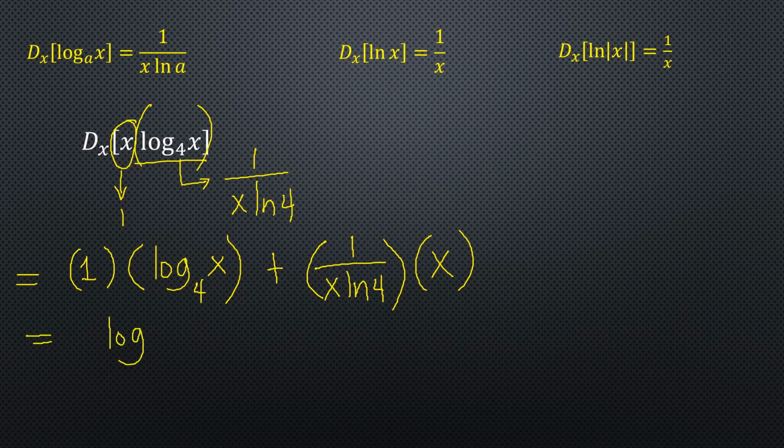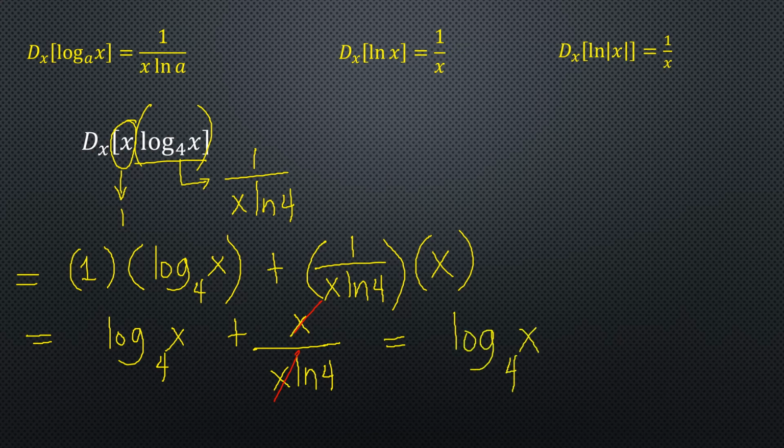We combine or simplify, so we have logarithm of x to the base 4 plus x over x ln of 4. Then we can now cancel x here, so our final answer will become logarithm of x to the base 4 plus 1 over ln of 4.